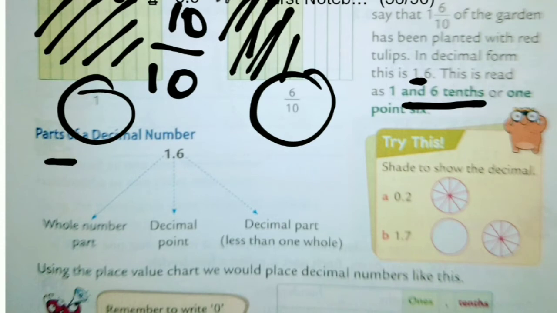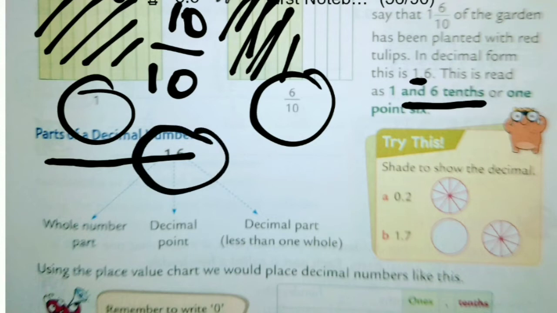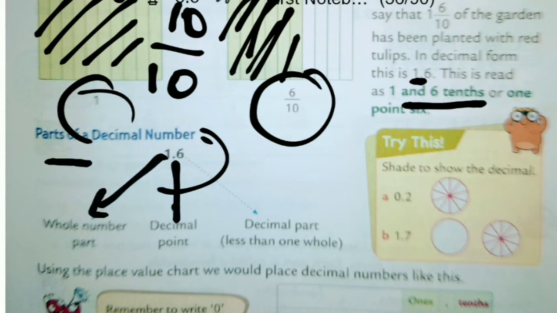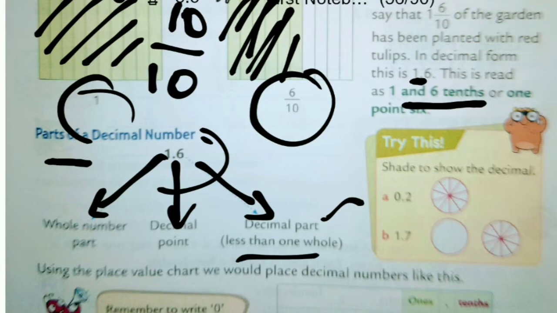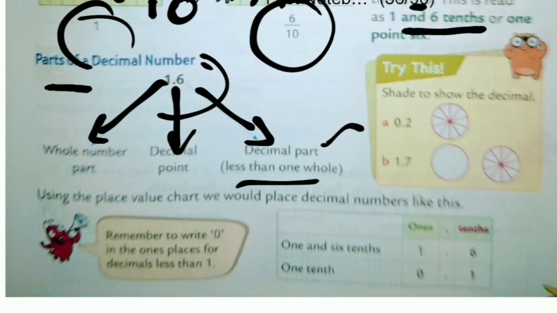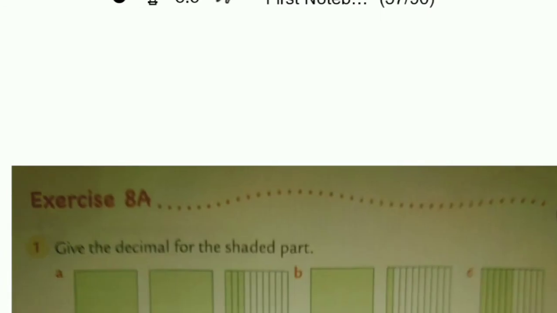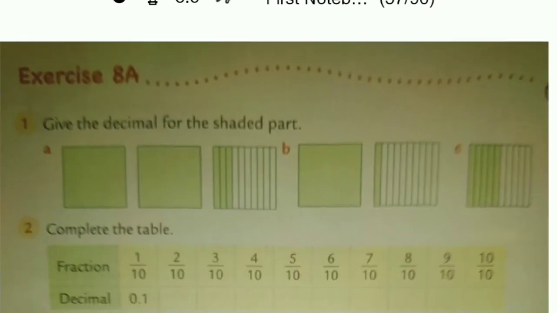Next, parts of a decimal number. How to write this part? How to divide? See, before the decimal point we have the whole number, and after it we can say it is the decimal part. It means less than one whole. Clear? Next, exercise 8a. In this one, give the decimal for the shaded part.